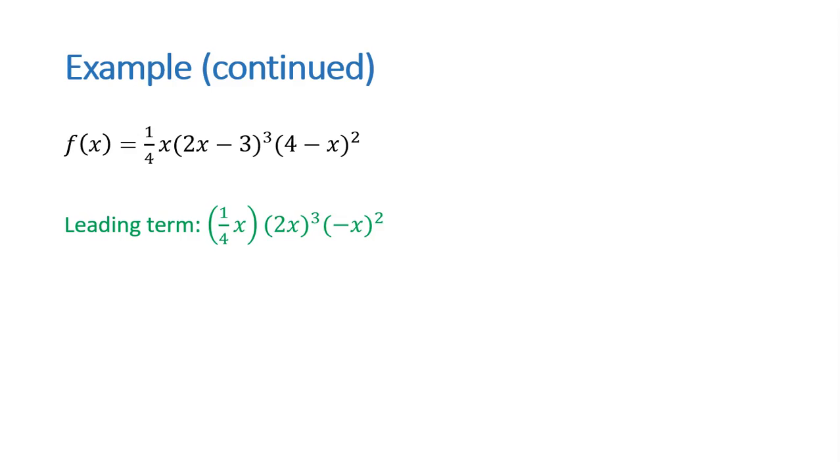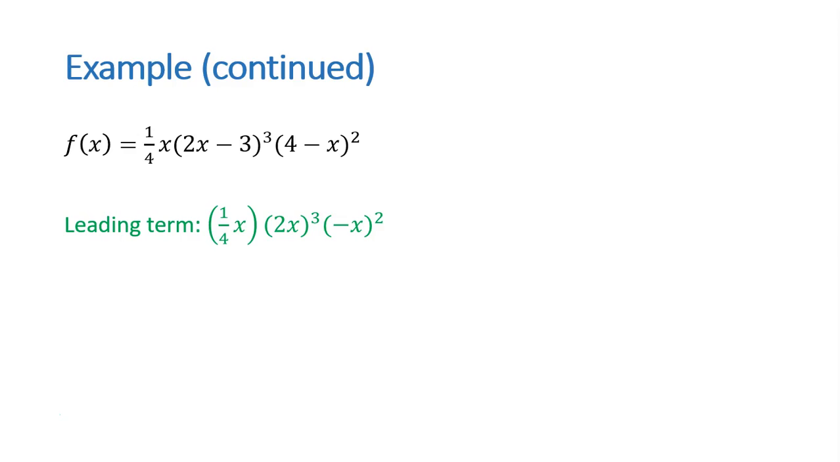And notice that the entire factor is being cubed, so I have to keep that exponent, but it's applying both to the 2 and to the x. So when I write it in my leading term, I have to cube the 2 and I have to cube the x. So be careful there.